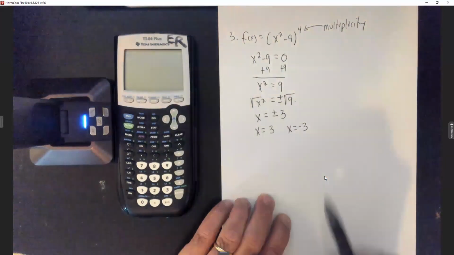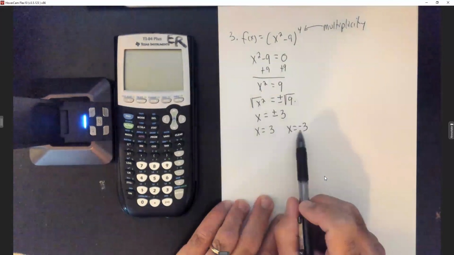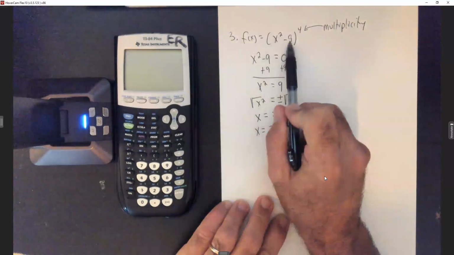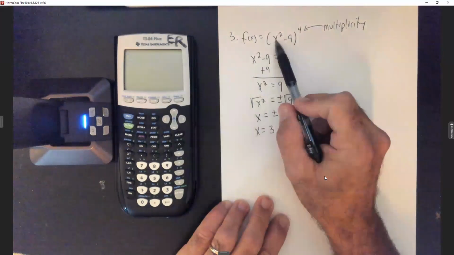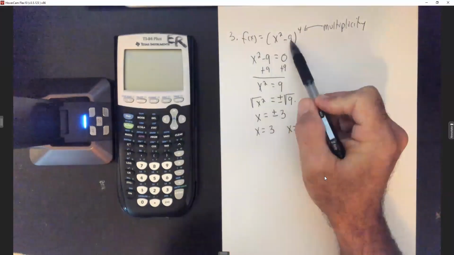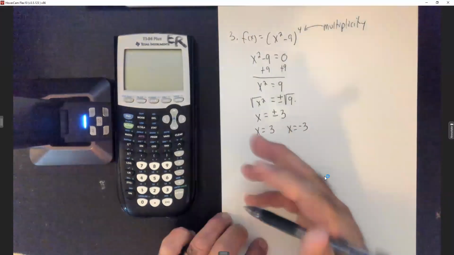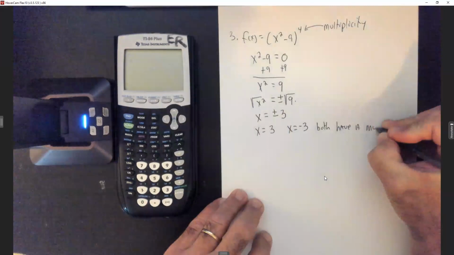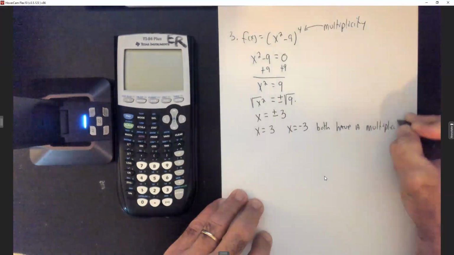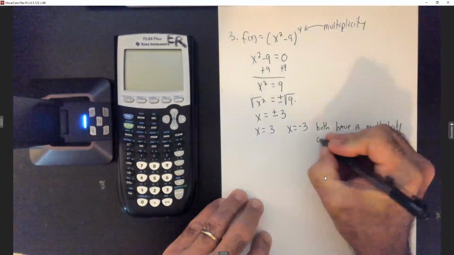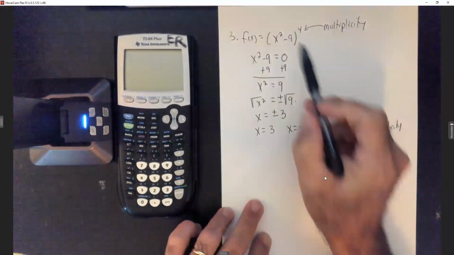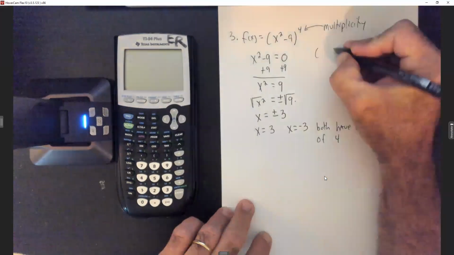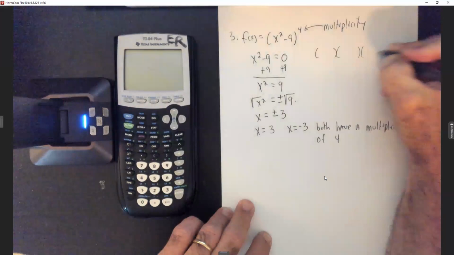Okay, and if you put both of these numbers back in for this x, 3 squared is 9, 9 minus 9 is 0, and then negative 3. Negative 3 times negative 3 is 9, and 9 minus 9 is 0. So they both work, and both have a multiplicity of 4. Okay, so that outside exponent is the multiplicity on this one. Taking that x squared minus 9, you would write it 4 times.